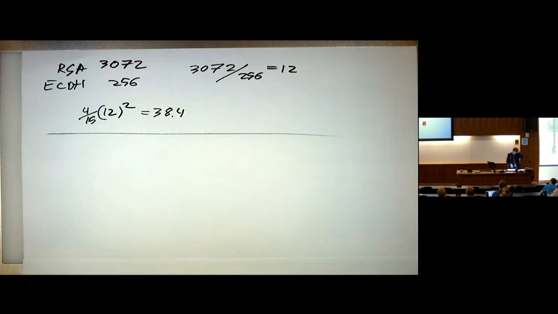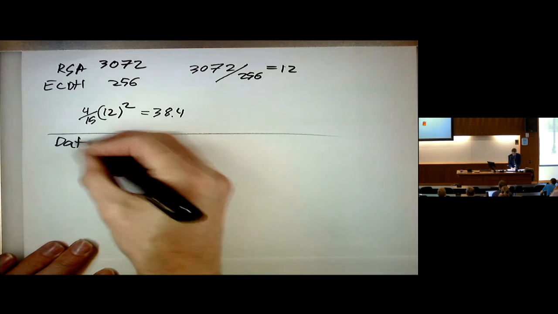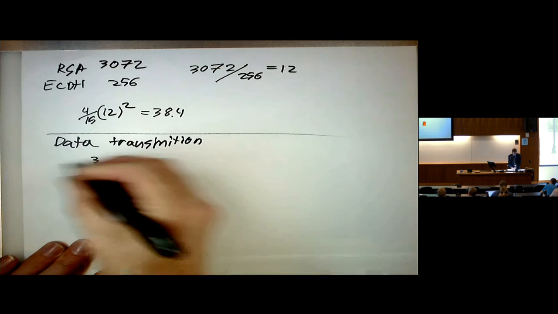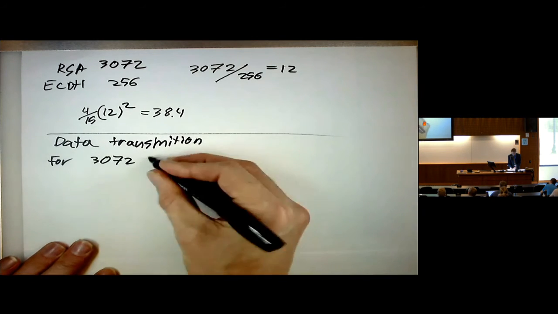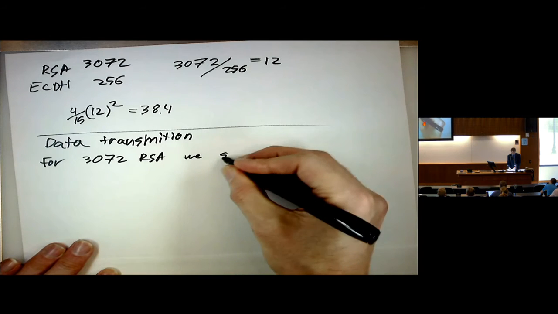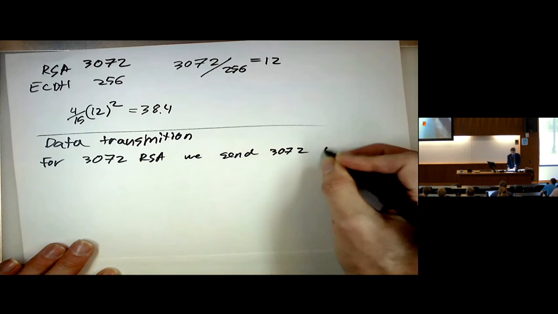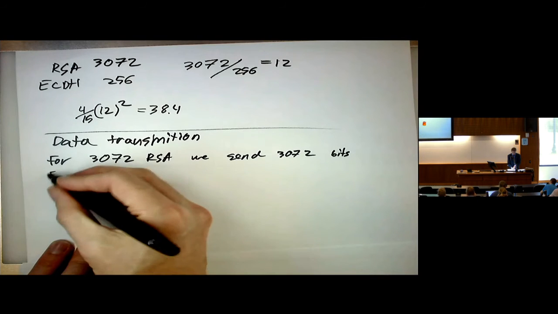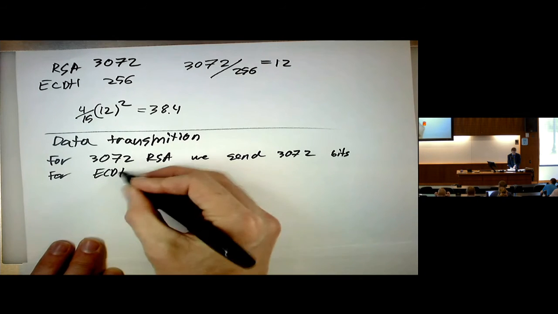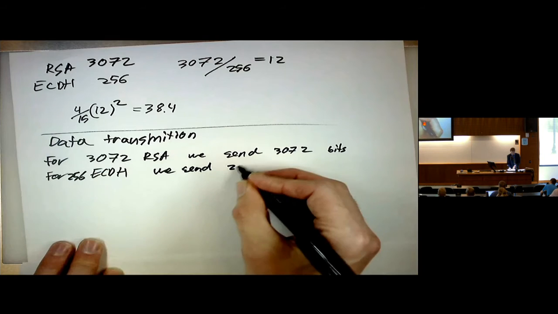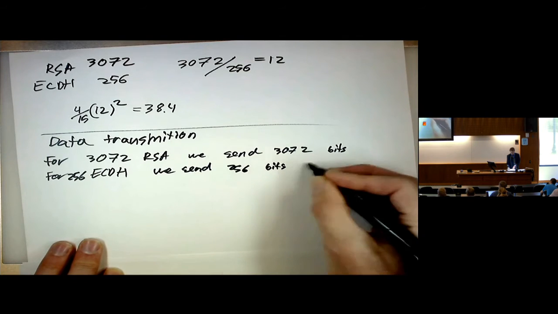And the situation is usually, so with RSA, for 3072 RSA, you're sending 3072 bits for each exchange. For ECDH, we send 256 bits per coordinate.